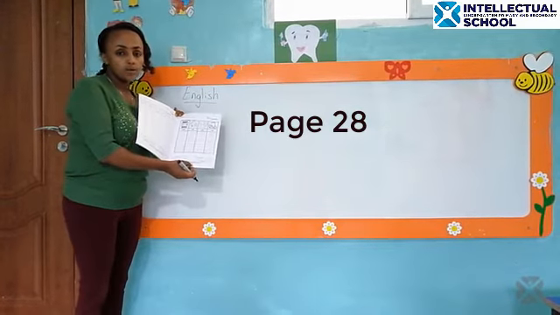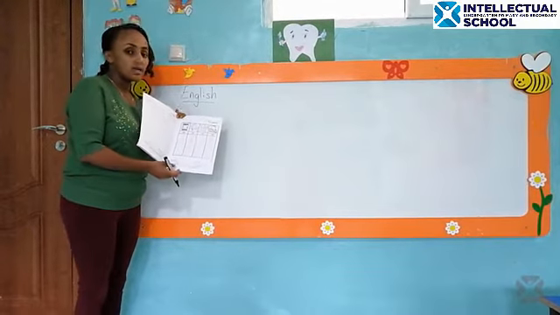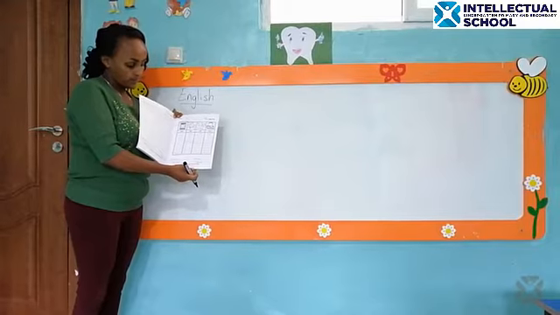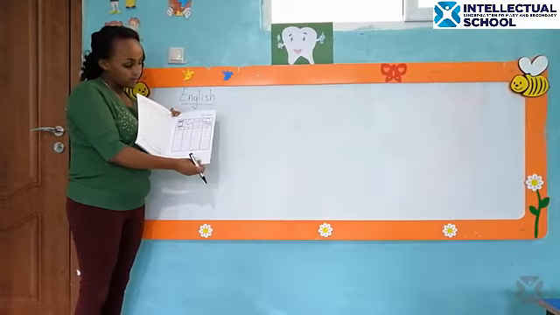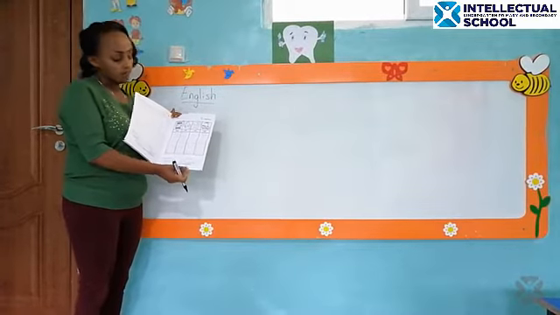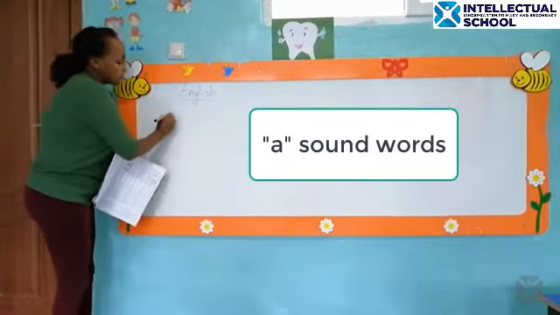The lesson on page 28, we have already learned it. So let's revise that one, and after that, we will continue to the next lesson, okay? Let me give you some time to get ready. Okay, let's revise this lesson first. This is a sound words.